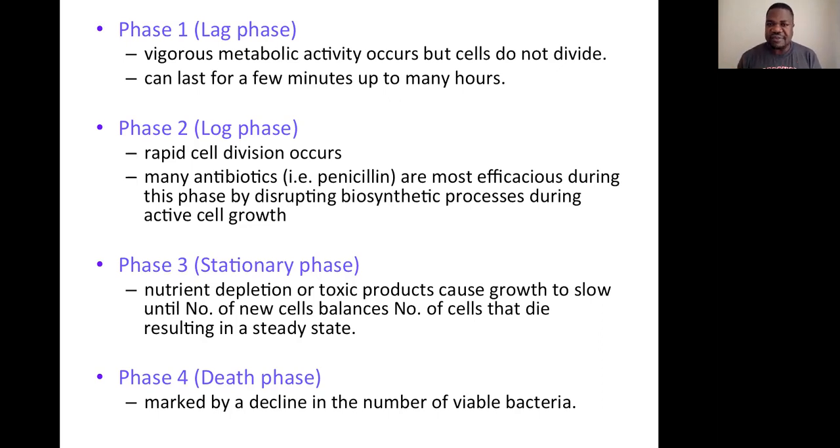Phase one is the lag phase. There is vigorous metabolic activity, but cells do not divide yet. This phase can last from a few minutes to many hours, depending on the species of the microorganism. Then they enter the second phase, the logarithmic or exponential phase, where rapid cell division occurs. For gram-negatives, we say every 20 minutes they start replicating.